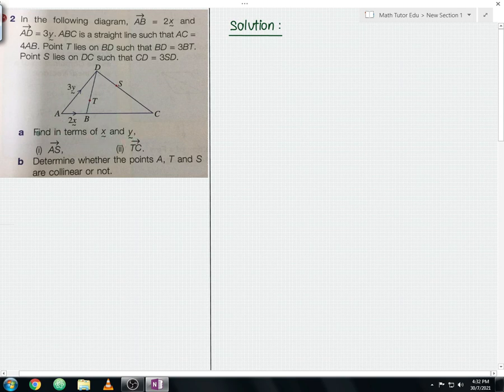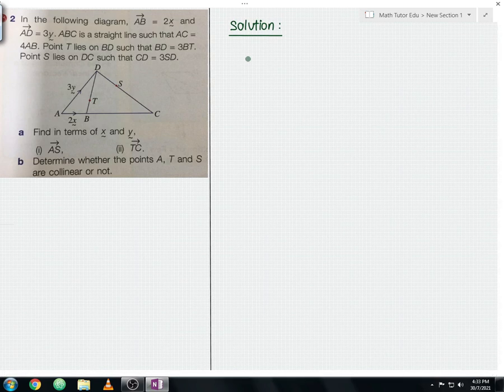Okay, in this case, for the part 1, they ask us to find the vector AS. For the part B, they ask us to find the vector DC. Okay, continue to read the question part B. Determine whether the points A, T and S are collinear or not. So this is the overall question. So I hope that you will attempt this question in the future.